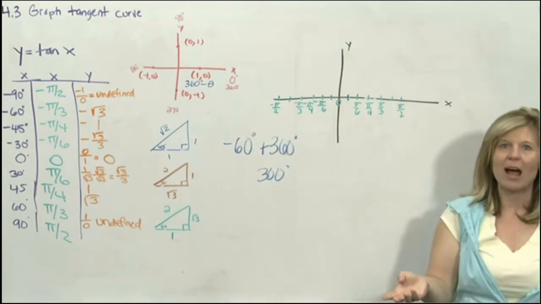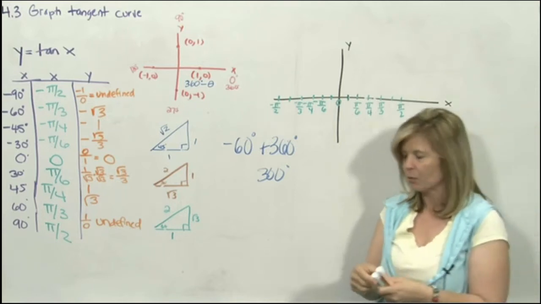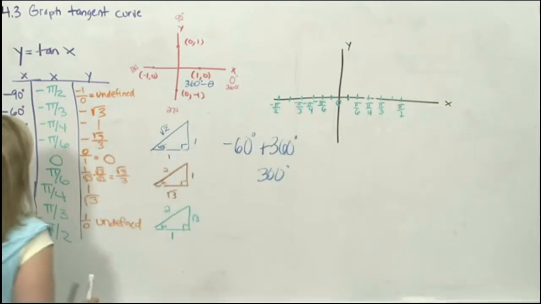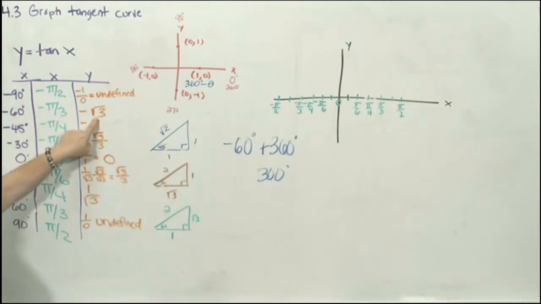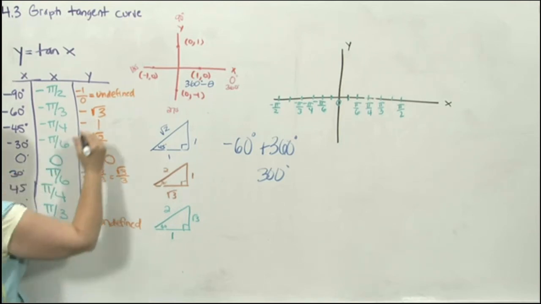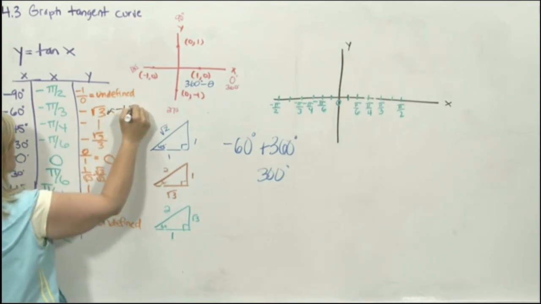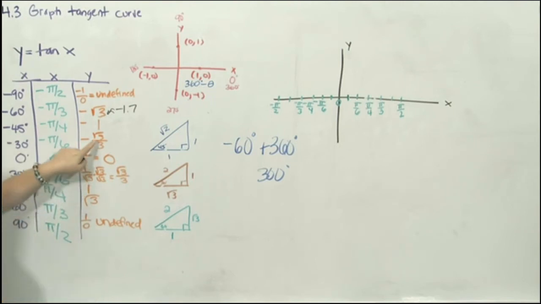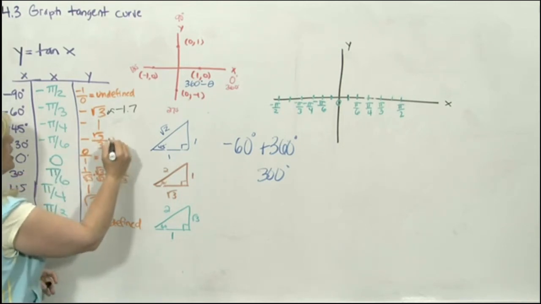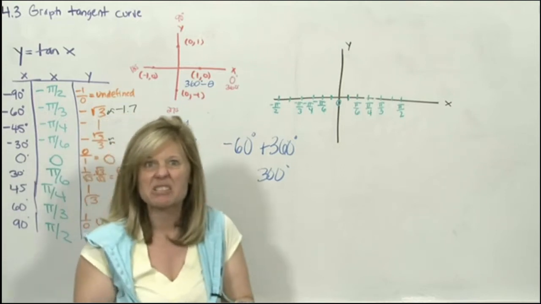To graph the y values, you can't keep them in radical form. Let's convert them to decimals. We talked about this. Square root of 3 is roughly 1.70, so this is approximately negative 1.70. This is square root of 3 over 3, so 1.70 divided by 3. Do you agree that's almost 60 cents?